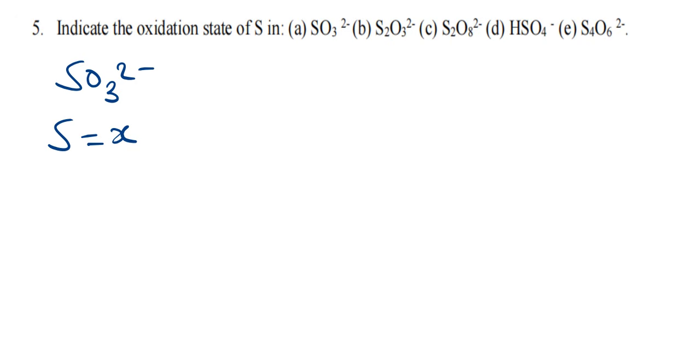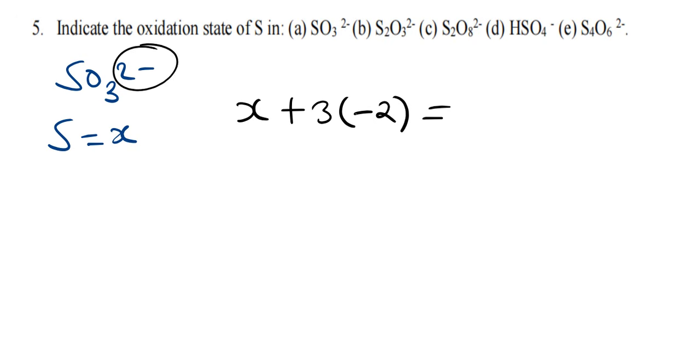In this case, sulfur is only 1, plus I've got 3 oxygens in this compound. So I put 3 multiplied by the oxidation number for oxygen. If it's in a compound like this, not a peroxide, oxygen is going to have a charge of -2. This will equal the charge of the polyatomic ion, which is -2. So I'm going to write X plus 3 multiplied by -2, which is -6, equals -2.